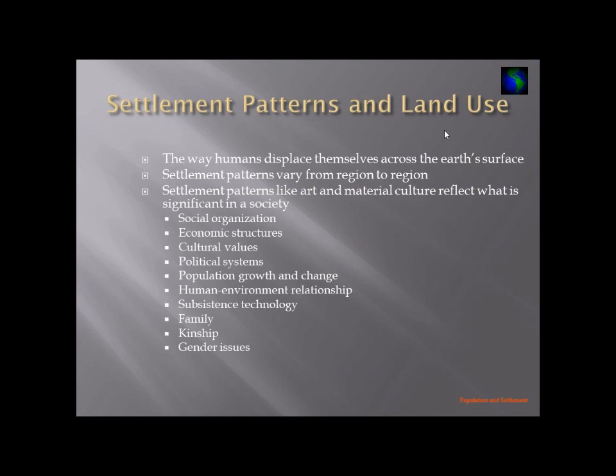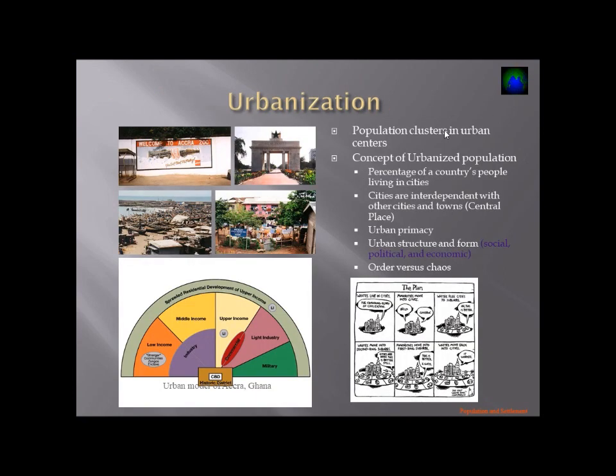Settlement patterns and land use. That's the way humans displace themselves across the Earth's surface. They vary from region to region, and like art and material culture, reflect what is significant in a society. So we can look at social organization, economic structures, cultural values, political systems, family, kinship, all have something to do with settlement patterns and land use. Urbanization. We all know, I said it before, 75 to 80% of the population will be living in urban space by the end of this century.